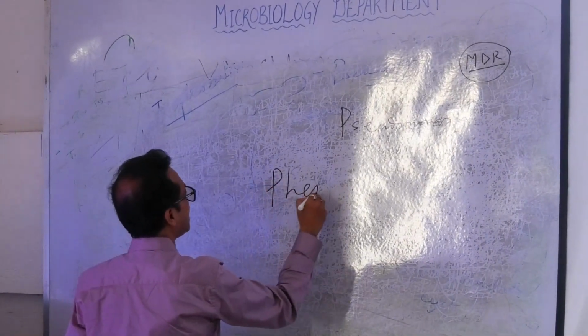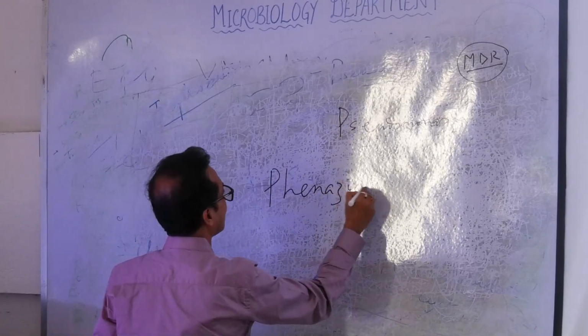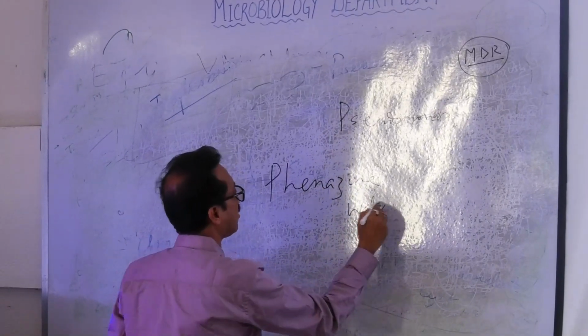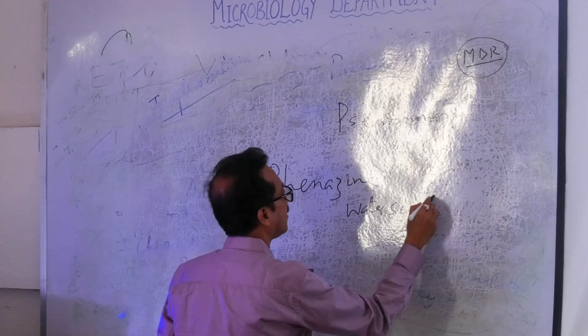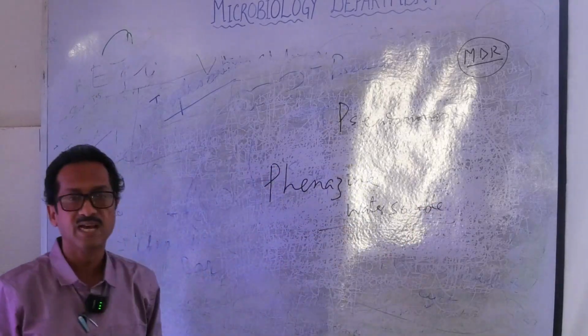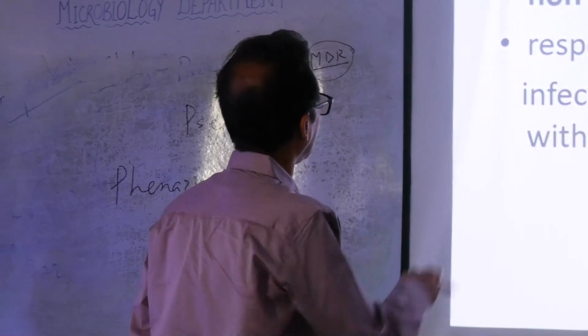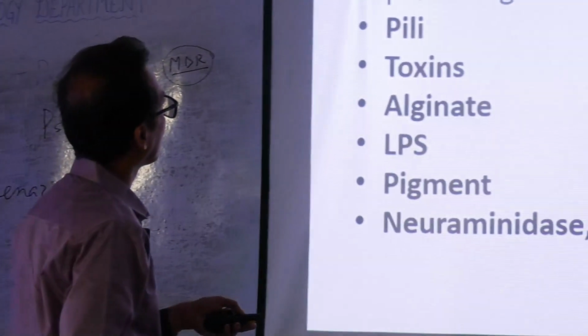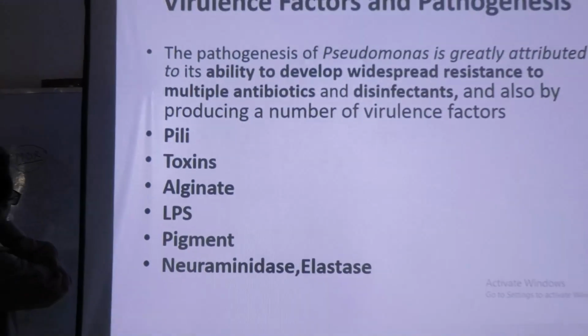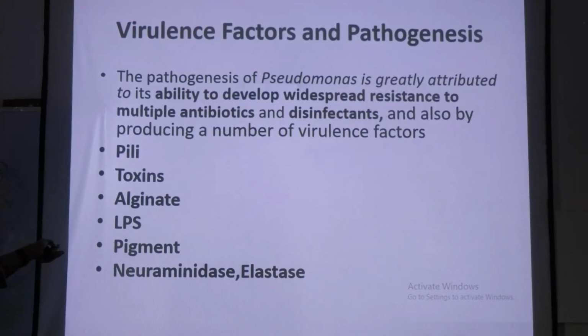Phenazine compound, which is water soluble. So that's why the whole media has become green, which is usually asked. It is water soluble and it spreads through the whole media. Oxidase I will come later. What is the next agent? Pigment.